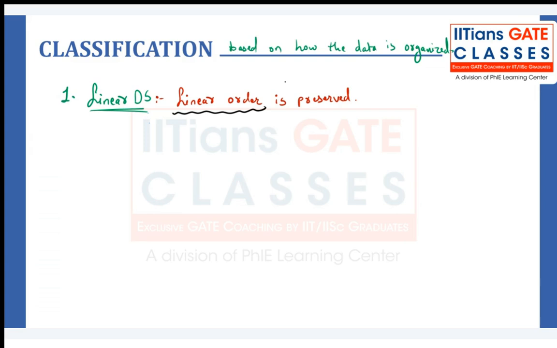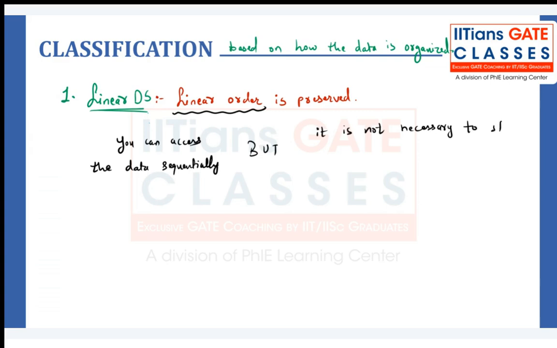So I'll tell you what it is. When you say linear order, it means that you can access the data sequentially. But it is not necessary to store data in continuous locations. It's not necessary in continuous memory locations.